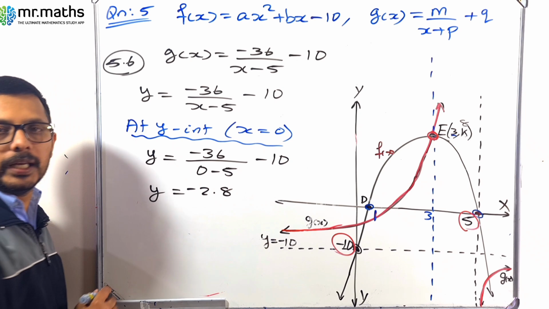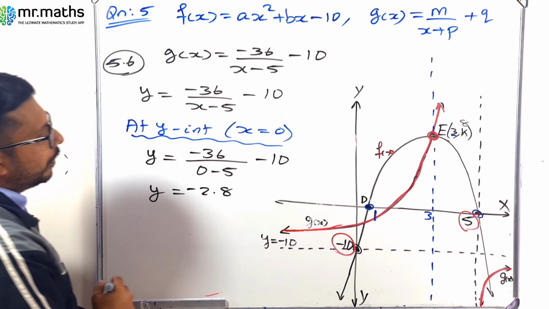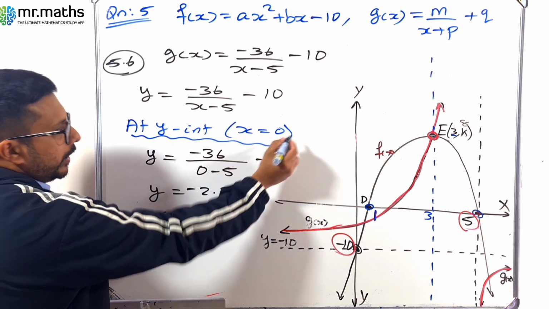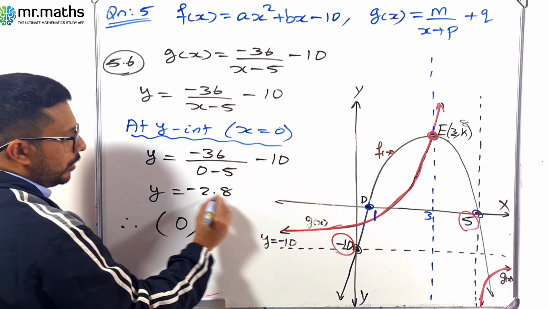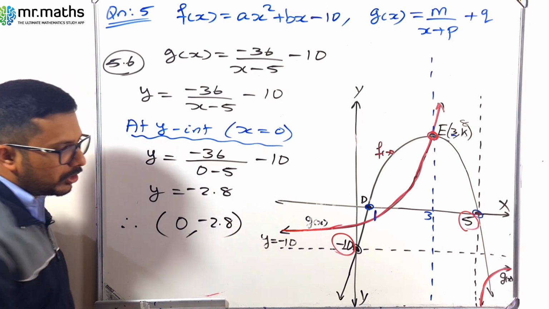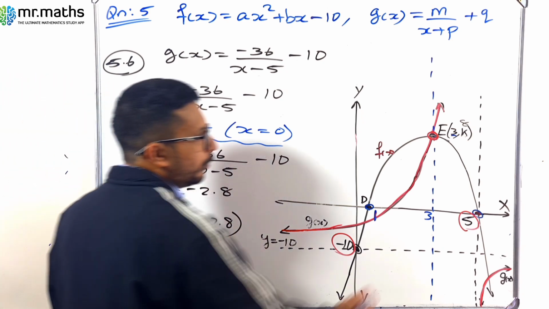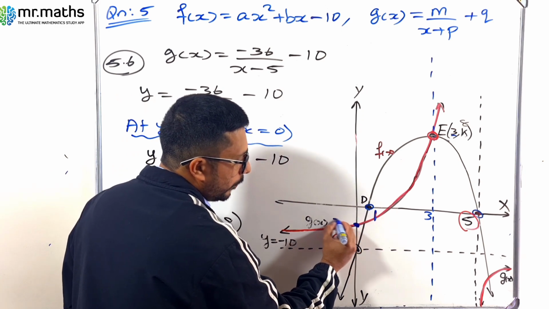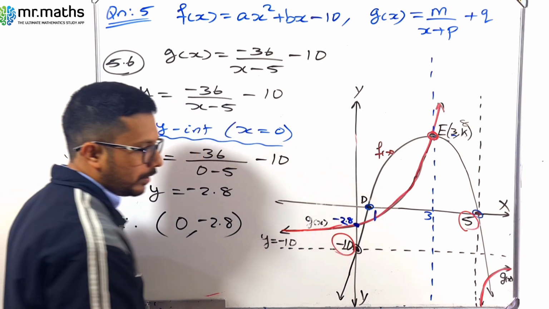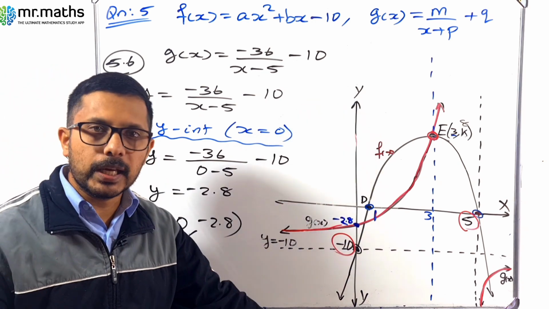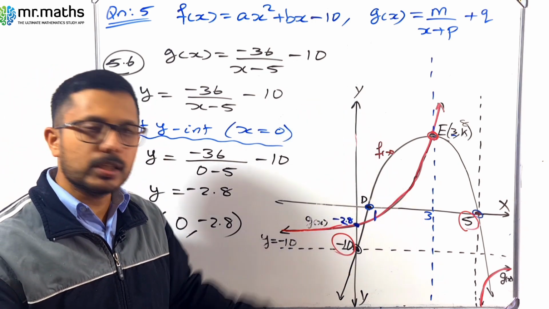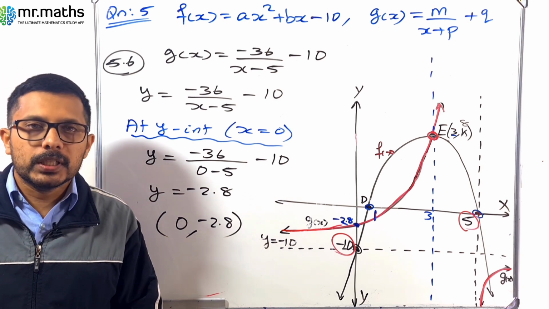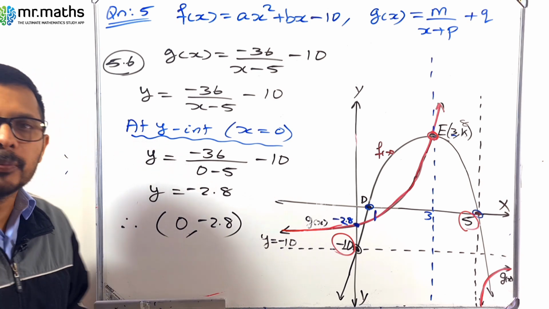Minus 2.8. So now what is the y-intercept? Therefore the y-intercept, the x value is 0 and the y value is minus 2.8. Which one is the y-intercept? We are talking about g of x, this red one. This point is minus 2.8. That is the y-intercept. You can see that this is the y-axis. So the y-intercept is minus 2.8. That is what we got here. So that is question number 5.6. Now let's move to question number 5.7.